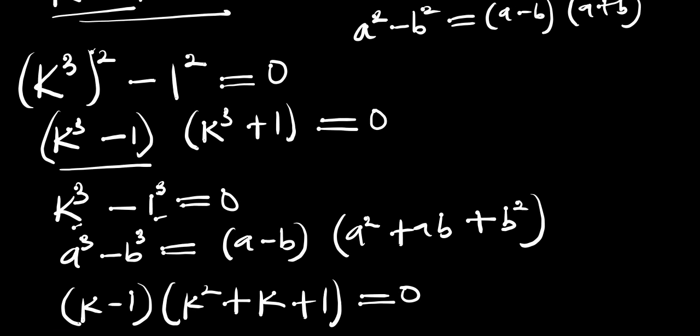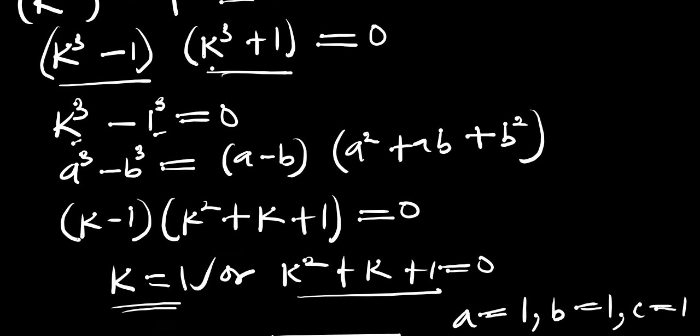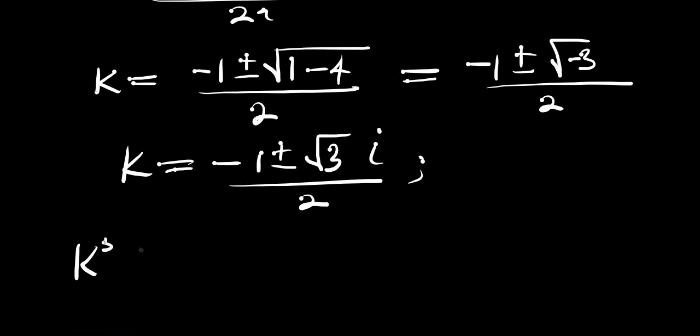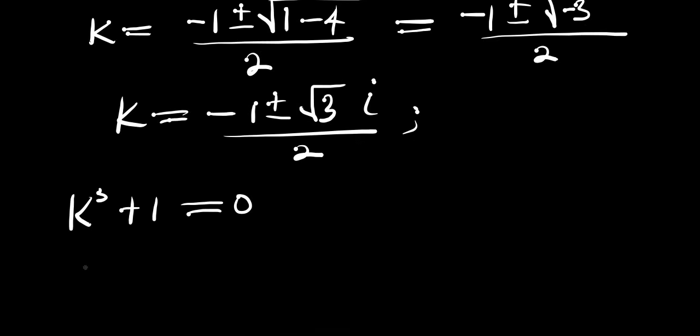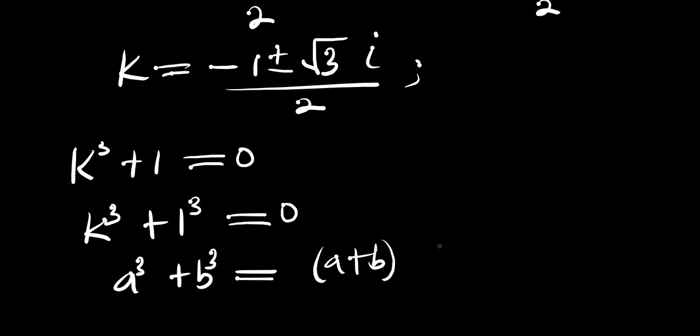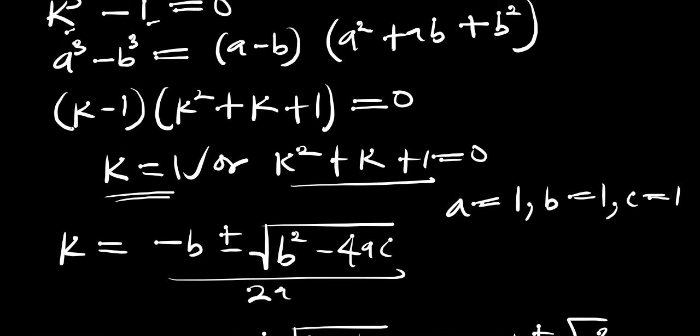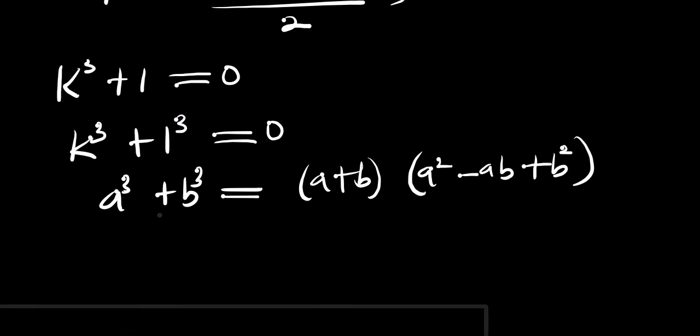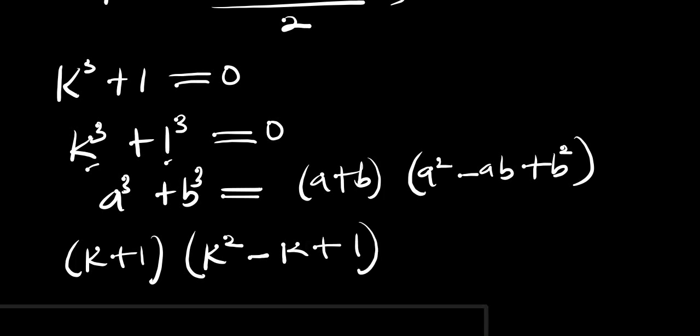Let's also consider k^3 plus 1 equals 0. Now how do we solve this? This can be our case 2. We make use of this identity: if you have a^3 plus b^3, this equals (a plus b) times (a^2 minus ab plus b^2). So we insert like what we did here: where we have a, we insert k, and where we have b, we insert 1. That means we are going to have (k plus 1)(k^2 minus k plus 1) equals 0.